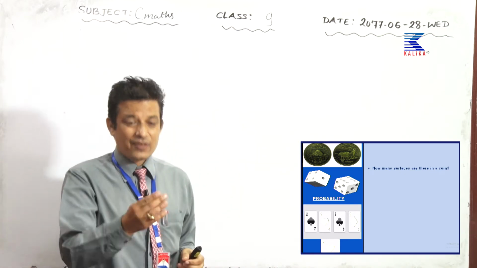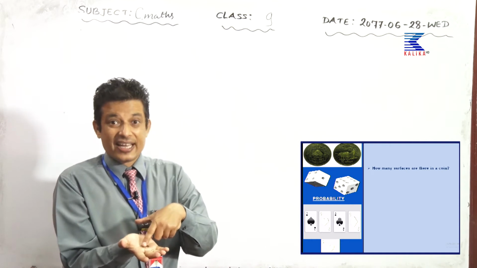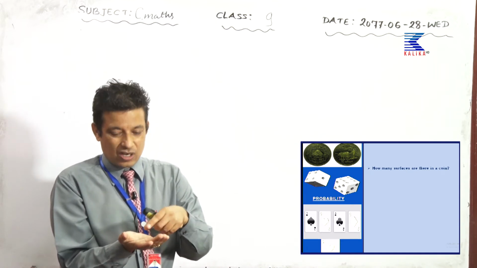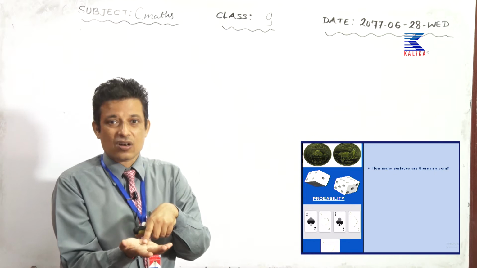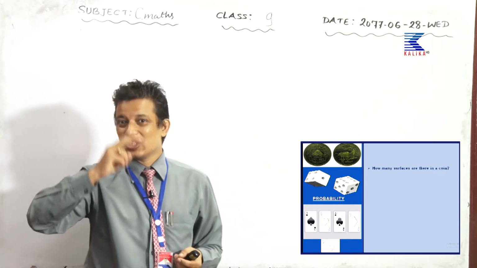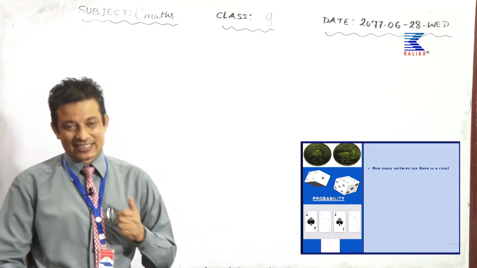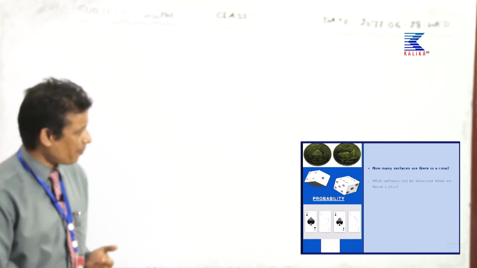Okay, look, if I toss the coin, either head surface or tail surface occurs. So, a coin has got exactly 2 surfaces. Now, let me see the second question in the PIP, please.